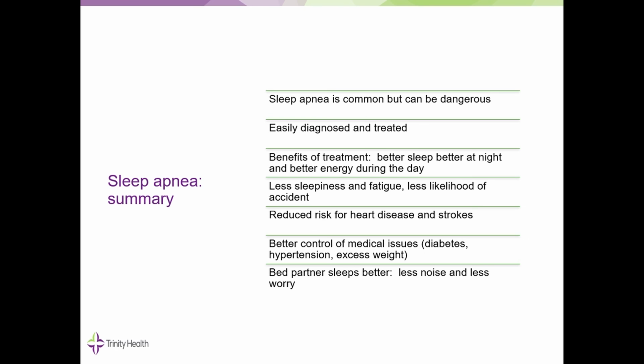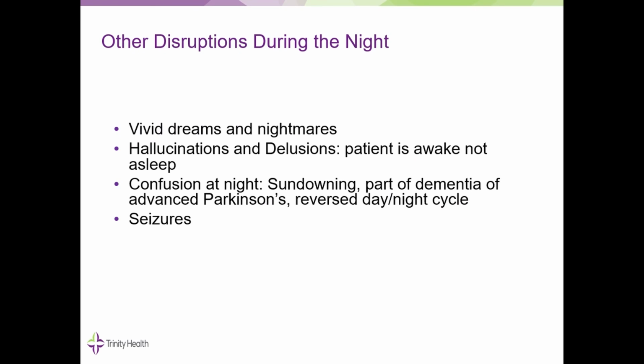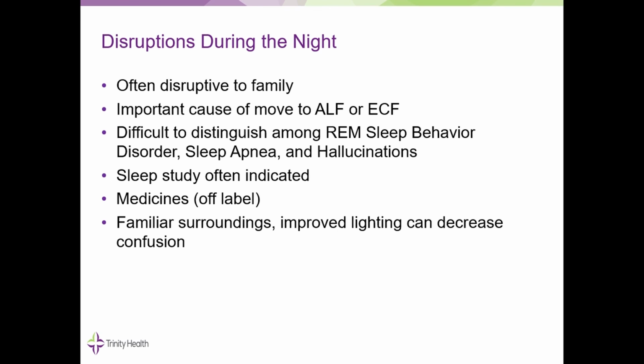So other things to think about which can impact sleep. Maybe we have vivid dreams or nightmares. What if patients have hallucinations or delusions? Sundowning is something that can be seen when patients with Parkinson's disease may have some early memory problems, and then in the evening hours they can become a little bit confused or even agitated, and they don't want to go to sleep at night, or they may have other problems. Sometimes people can develop issues with seizures, and so all of these things need to be evaluated.